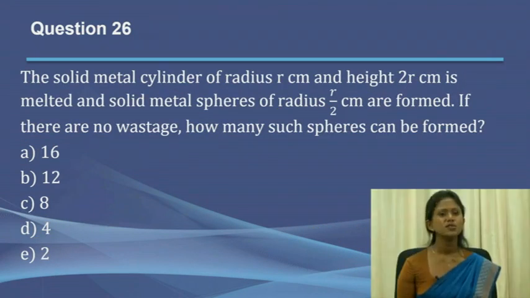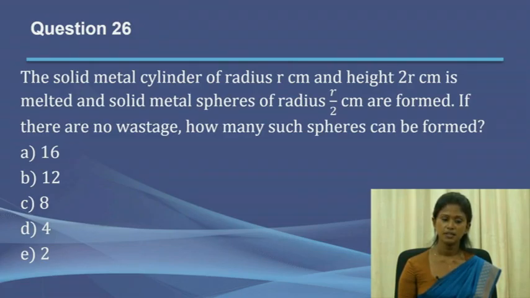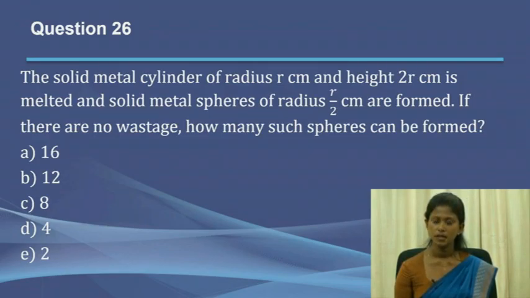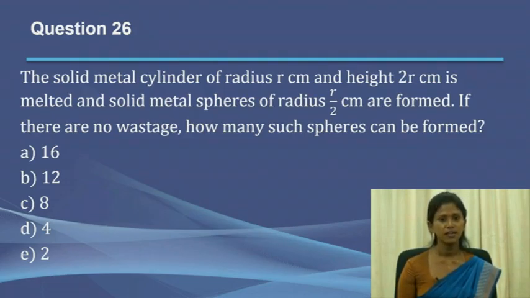So the next question is question number 26. They are asking about a solid metal cylinder of radius r centimeters and height 2r centimeters that is melted, and solid metal spheres of radius r divided by 2 centimeters are formed. If there is no wastage, how many such spheres can be formed? If you look at this question, you should know how to find the volume of the cylinder as well as the volume of the sphere.